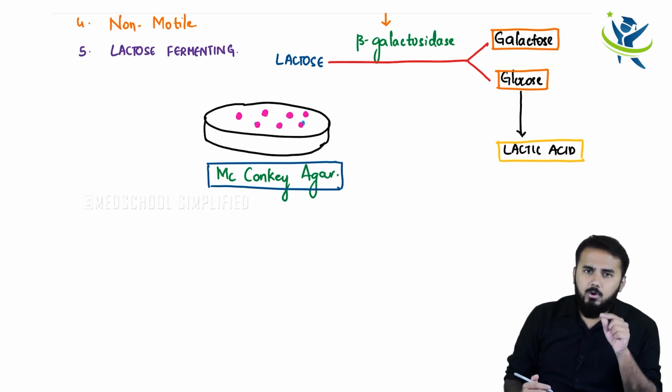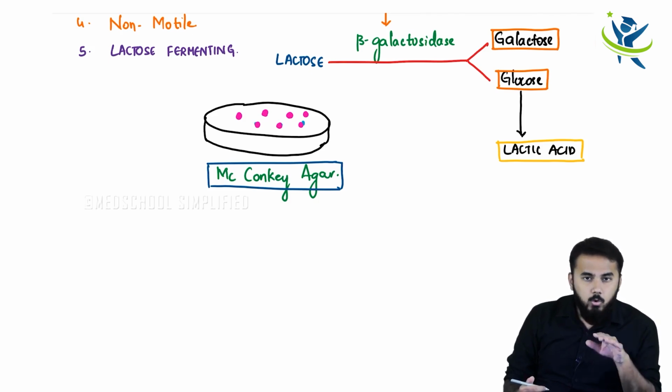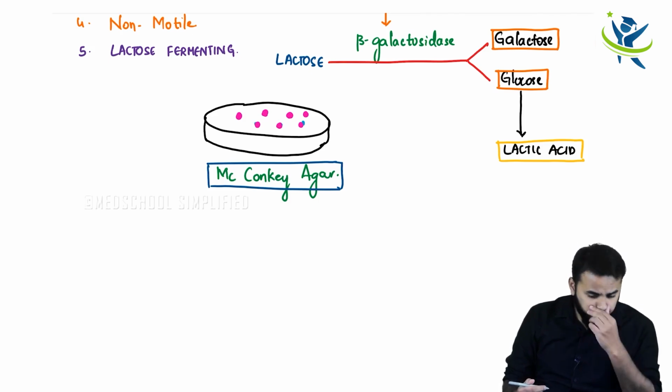If you find pink color colonies within the McConkey agar plate, it means that you have added a lactose fermenting bacteria. I hope this is clear for you, right?